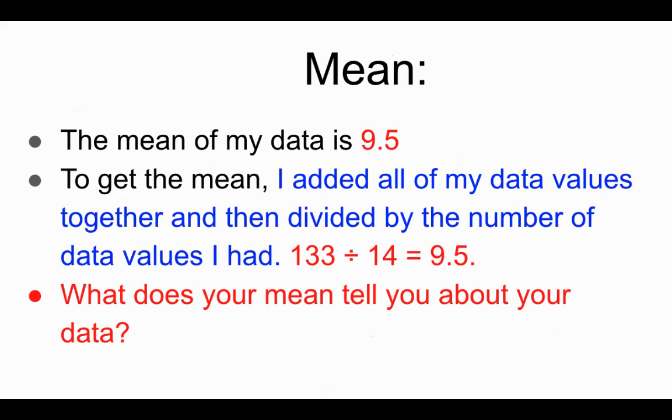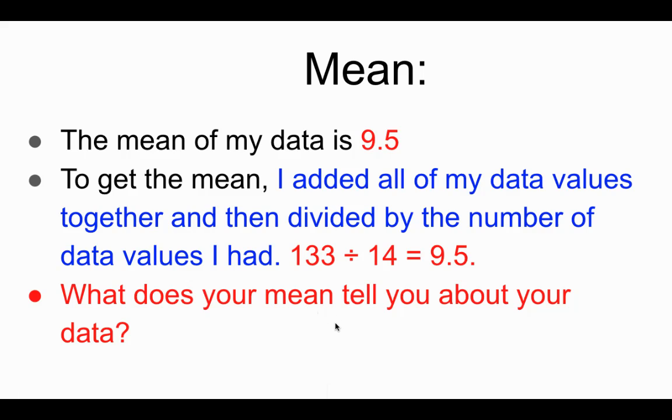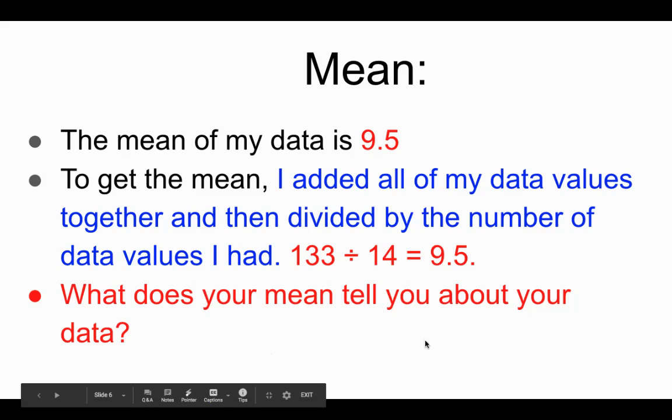The next one is mean. I got 9.5, and I added all the data values together and divided by the number of data values I had. Showed my work right here. And you're going to explain what that means. Okay. Now, it doesn't mean that the average person has 9.5 cousins. Yes, I got 9.5 as my mean, but you can't have half of a person. Okay, so remember that when you're explaining your mean. If you're dealing with people or dogs or something like that, you can't have half of a dog. So, how I would explain this is that the average person I surveyed has between 9 and 10 cousins.